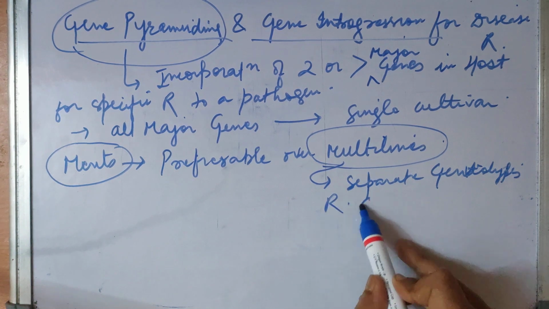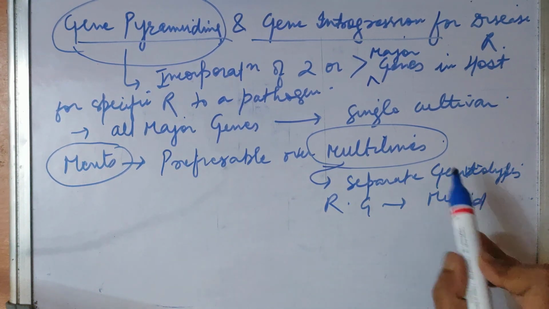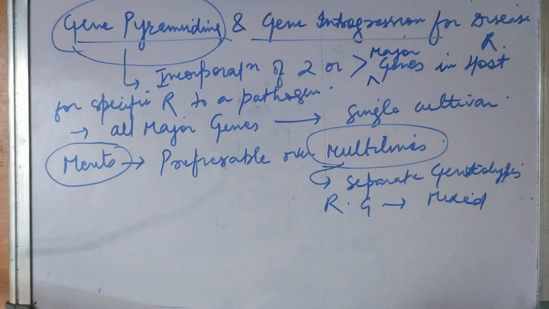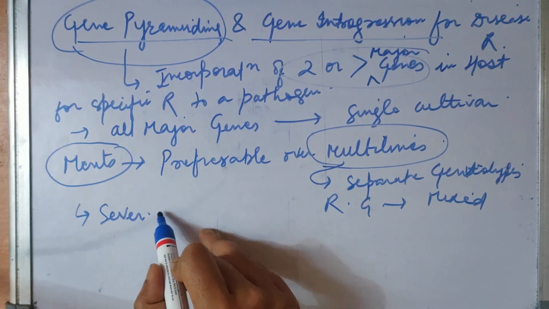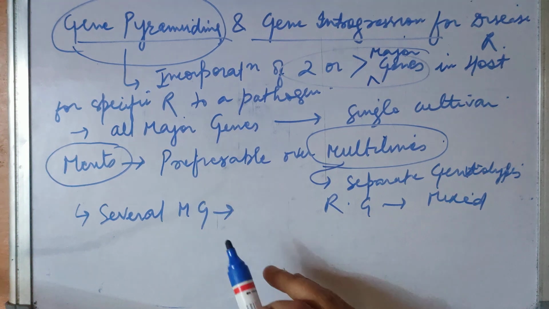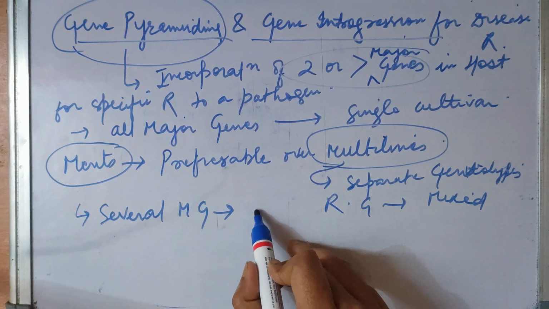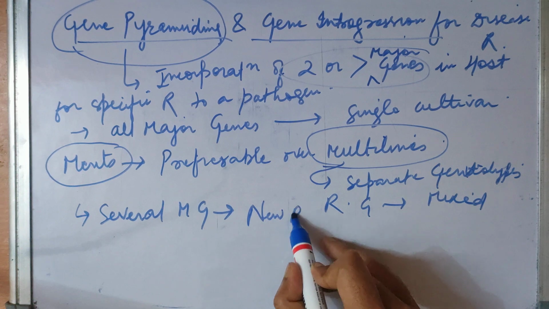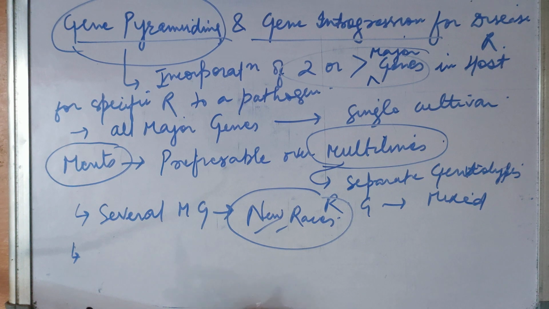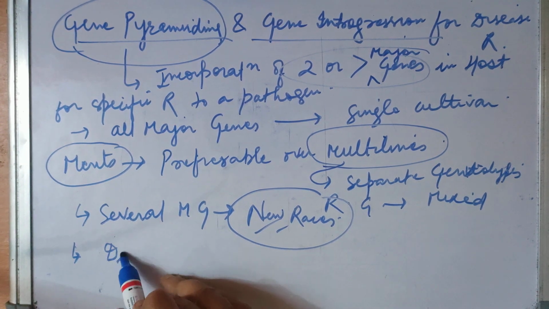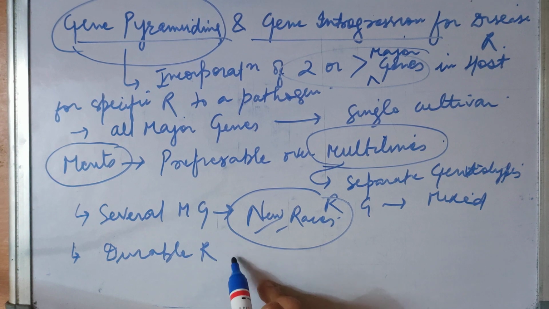Resistant genotypes are mixed in a multiline, but in gene pyramiding, all are incorporated in a single genotype. Here, the combination of several major genes for a specific resistance provides protection against many new races. The new variety has durable resistance.